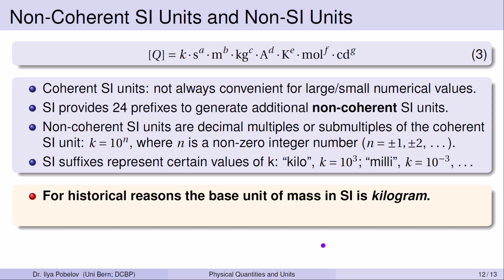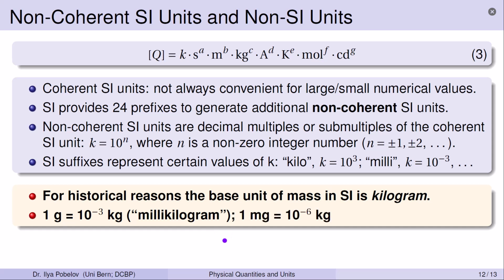It is important to note that due to historical reasons, the base unit of mass in SI is kilogram, which may seem like a non-coherent SI unit. Consequently, the scale of non-coherent SI units of mass is shifted by 3 decimal orders of magnitude. 1 gram is 10 to the power of minus 3 or 1/1,000 of a kilogram, technically a millikilogram. 1 milligram is 10 to the power of minus 6 kilograms or a microkilogram, and so on.